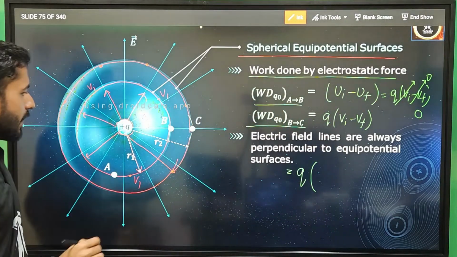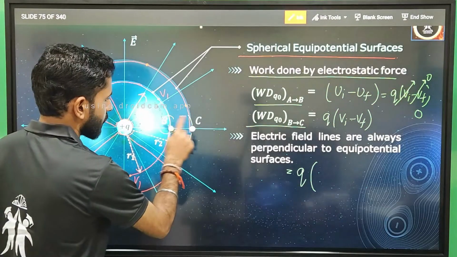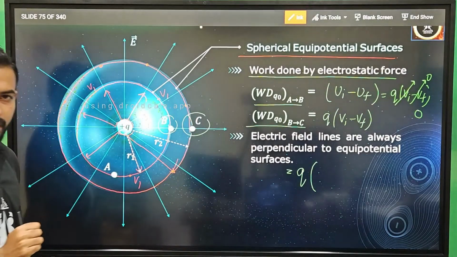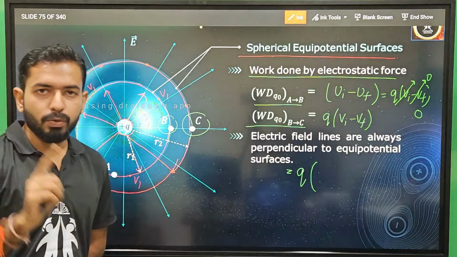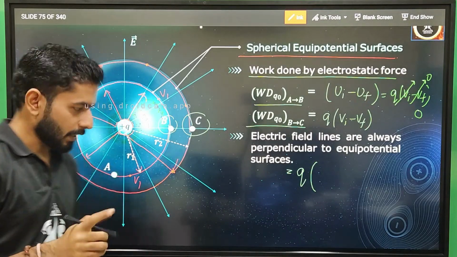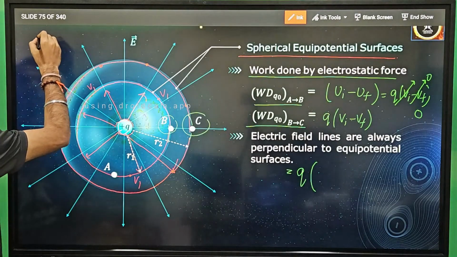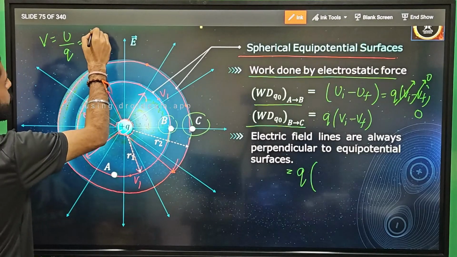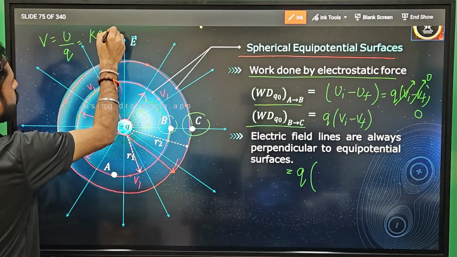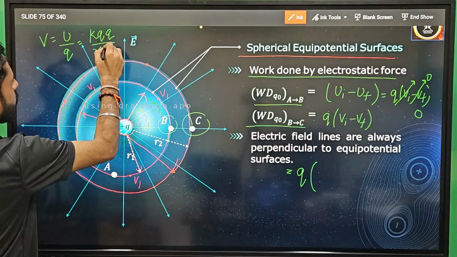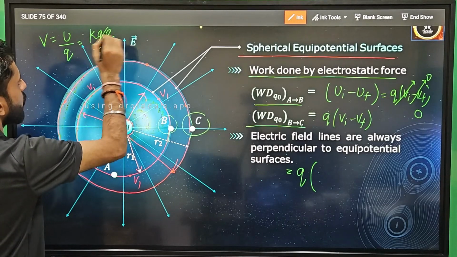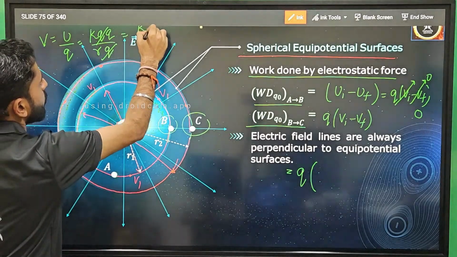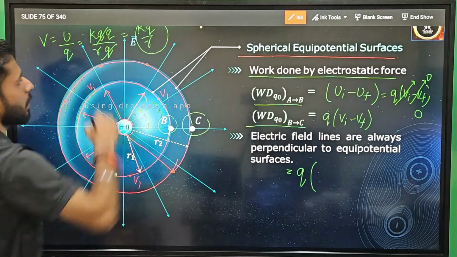Now V initial, students: this is point B, the initial point, and this is your final point. How will you write it? What is the formula of potential? KQ by R. I have told you, again I am explaining: V can be written as U divided by charge. What is U? KQq divided by R, divided by q. This q and q will cancel out, and what will be left? KQ divided by R, correct?